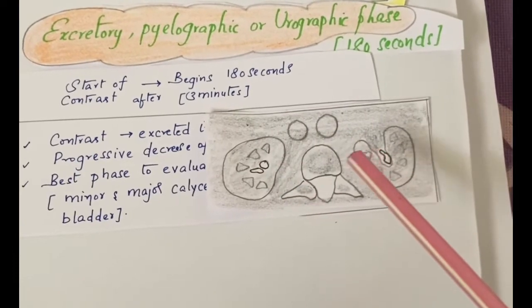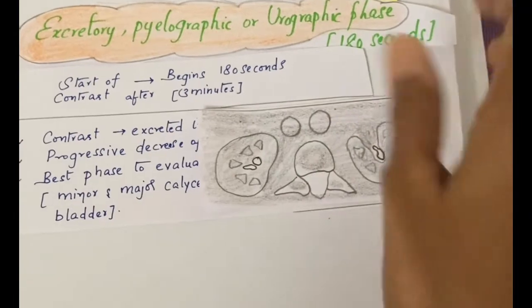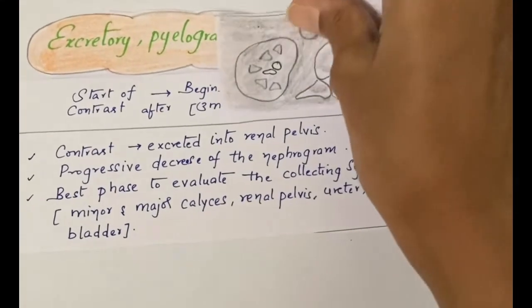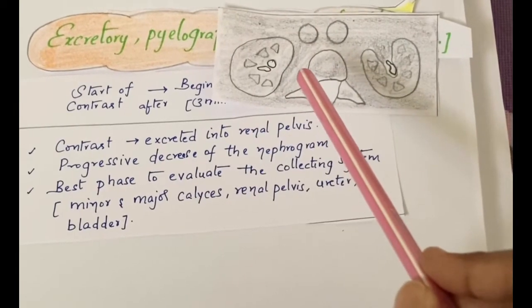Here is the renal pelvis. There is progressive decrease in the nephrogram, and this is the best phase to evaluate the collecting system, like the major and minor calyces, renal pelvis, ureter and bladder.